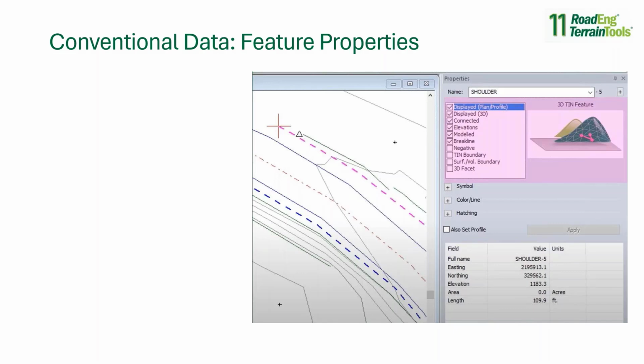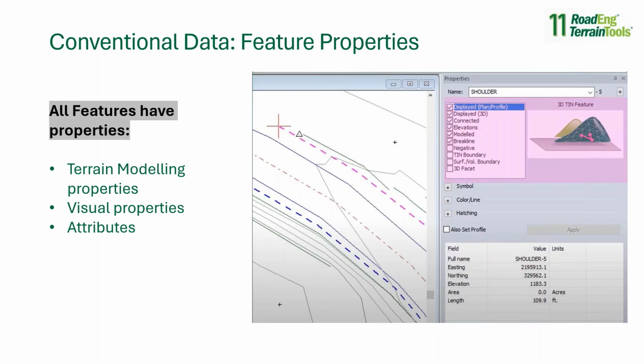The other piece with conventional data, and this is true as well with our high resolution data sets, but more so, is this concept of leveraging the feature properties. Inside of the terrain module, you've got the feature properties panel, and it includes a list of different properties that are available for every single point or feature. These can include things that are defining its terrain modeling properties, for example, if it has elevations, so is it a 3D or a 2D feature? Its visual properties: is it being displayed in the 3D window? Is it being displayed in the plan profile window? And then some different attributes. So different combinations of properties can allow a feature to appear very differently in your terrain model.